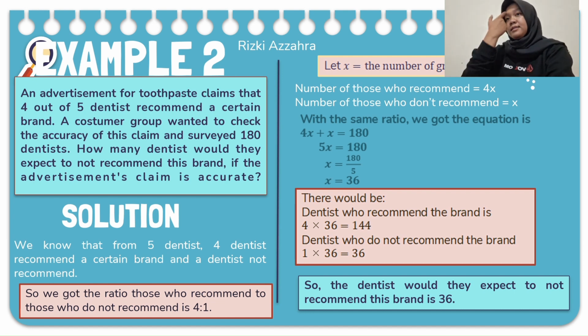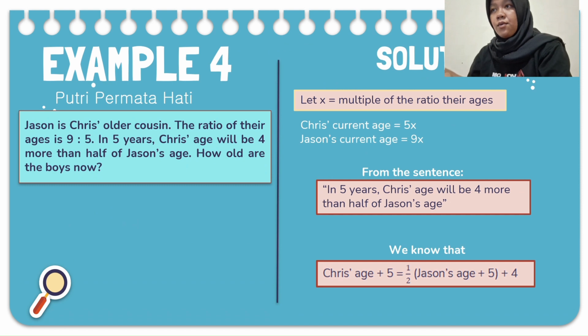Okay, next is example 4. This is the question. Jason is Chris' other cousin. The ratio of their ages is 9:5. In 5 years, Chris' age will be 4 more than half of Jason's age. How old are the boys now?